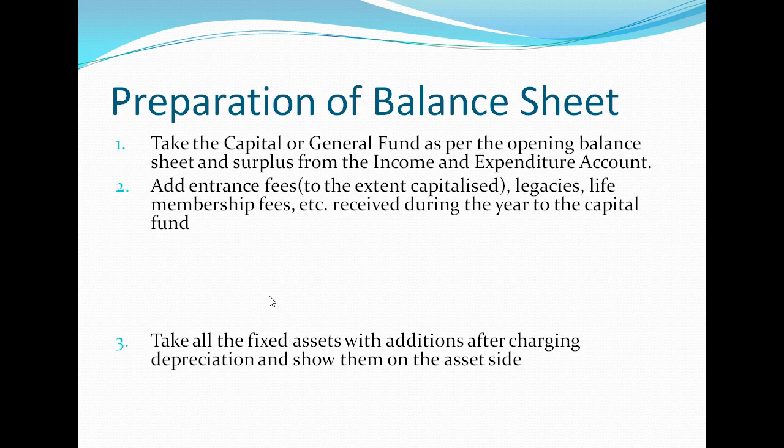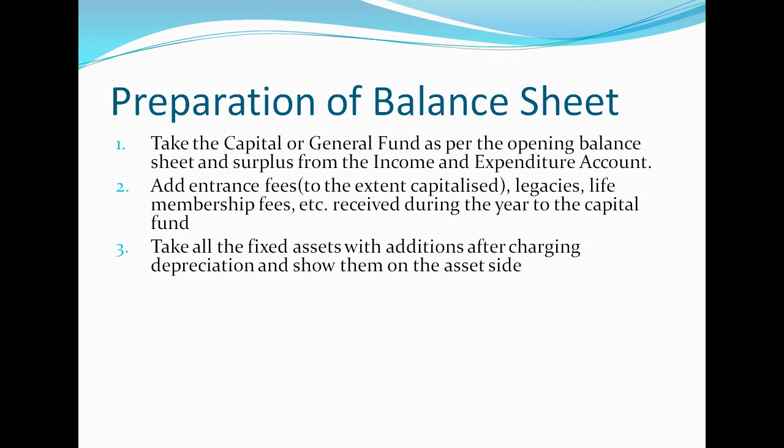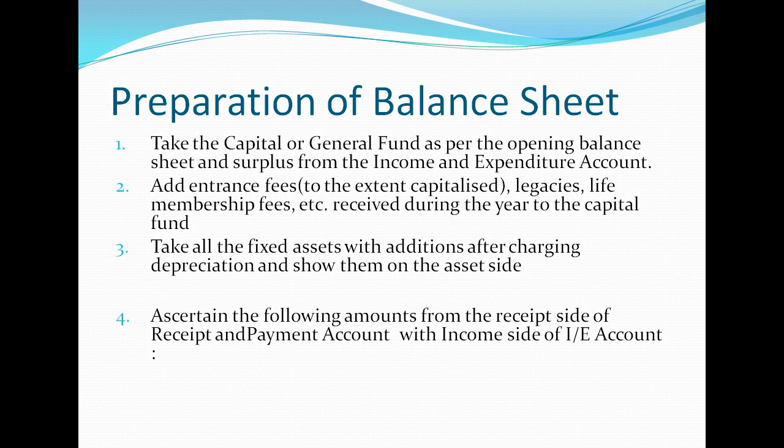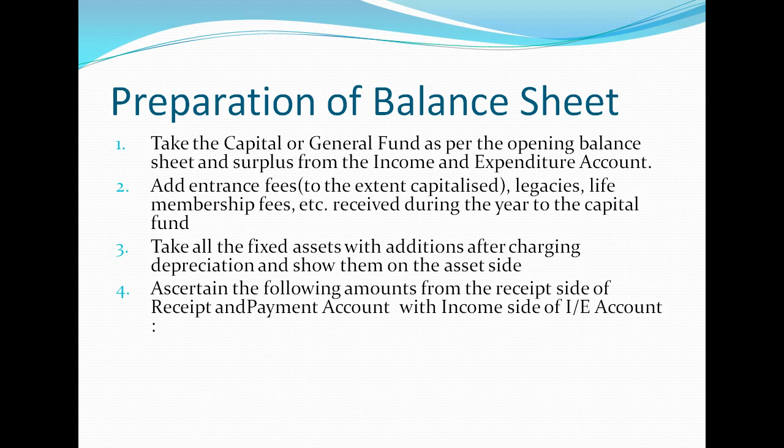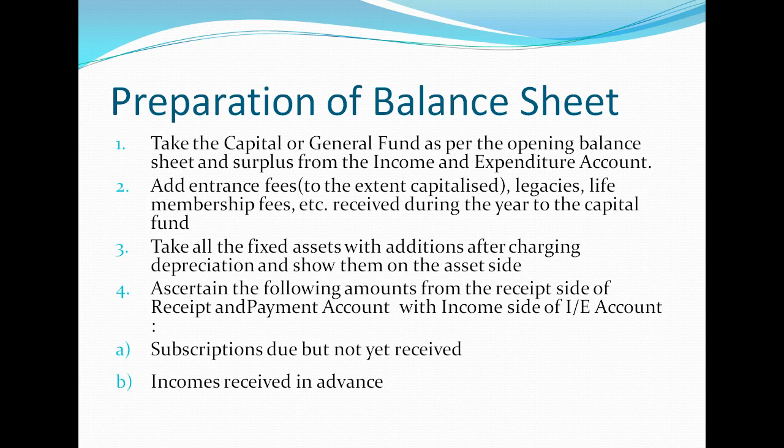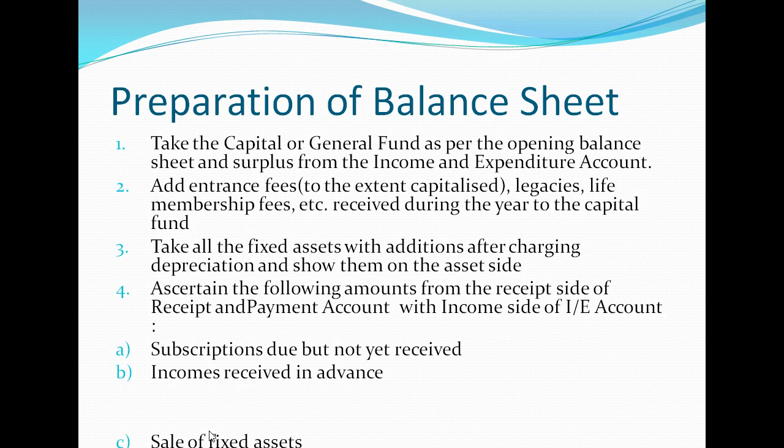Take all the fixed assets with additions after charging depreciation and show them on the asset side. Ascertain the following amounts from the receipt side of receipts and payments account with the income side of income and expenditure account: subscriptions due but not yet received, incomes received in advance, sale of fixed assets, items to be capitalized.